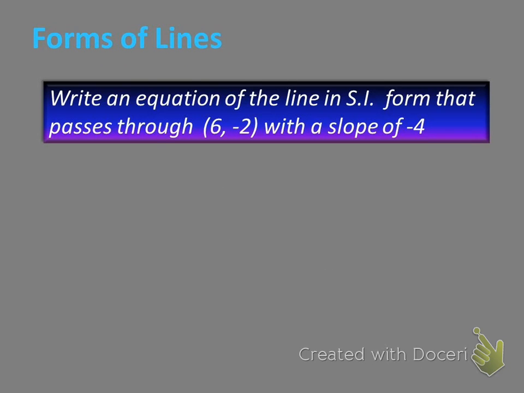Alright, so next one. Write an equation of the line in slope-intercept form that passes through (6, -2). Okay, so now we don't have our y-intercept right away. That's okay, with a slope of -4. So step 1, find your slope. There it is. There's my x. There's my y.